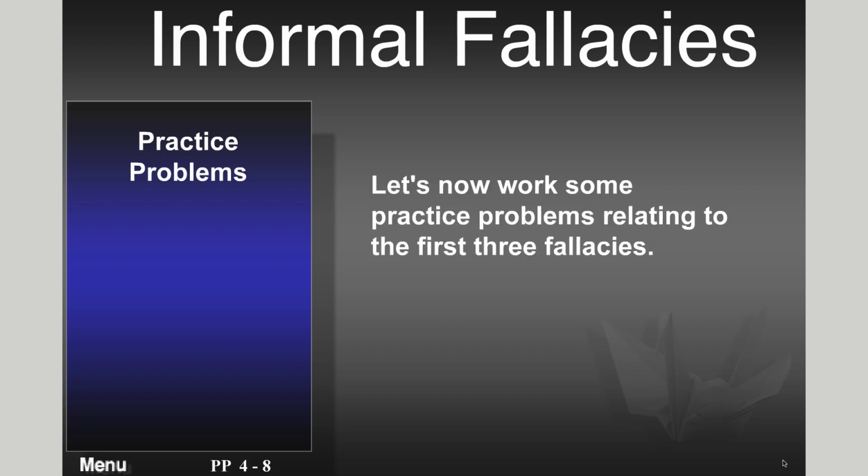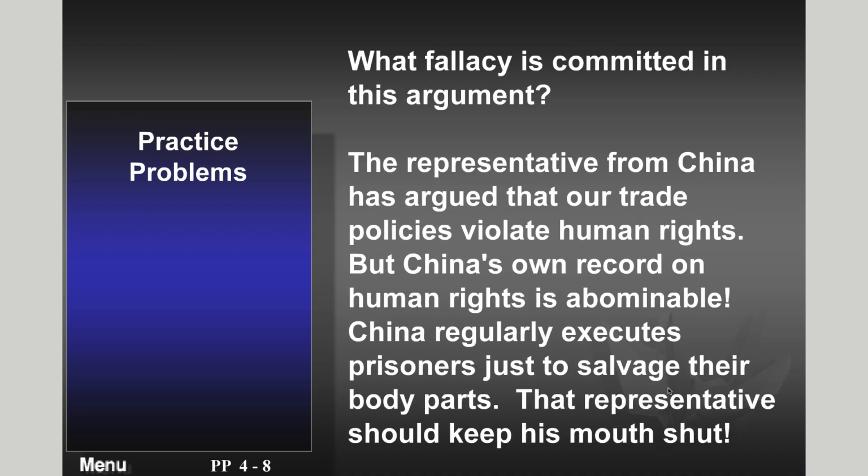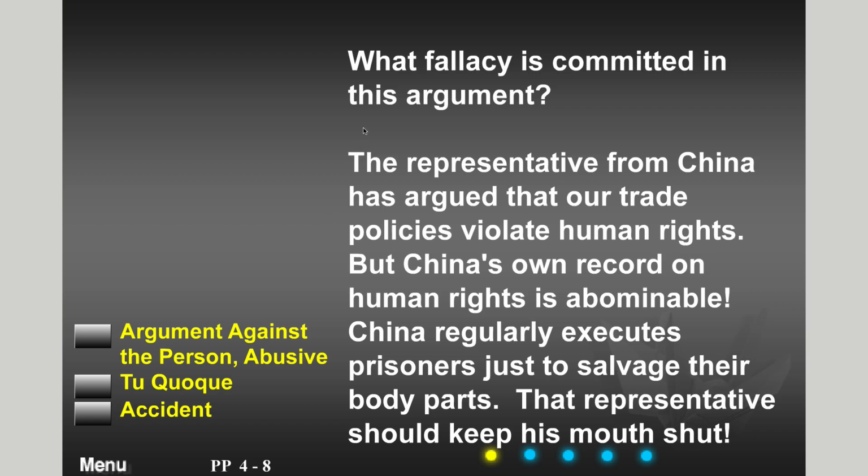So let's do some practice problems relating to the first three fallacies, right? Or at least the fallacies that we just covered. What fallacy is committed in this argument? The representative from China has argued that our trade policies violate human rights. But China's own record on human rights is abominable. China regularly executes prisoners just to salvage their body parts. That representative should keep his mouth shut. This is often used, right? Okay? So, it's obviously not an accident.